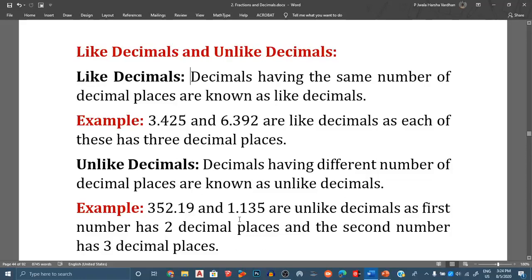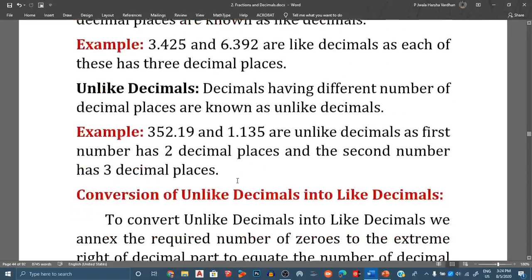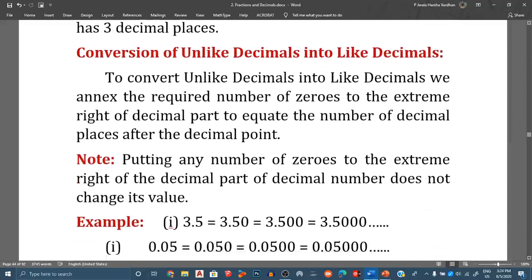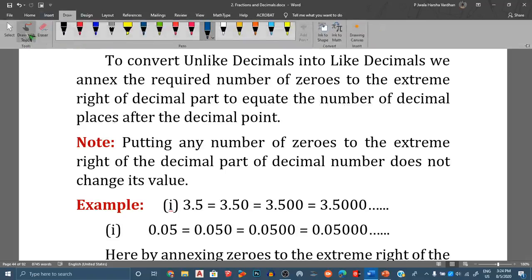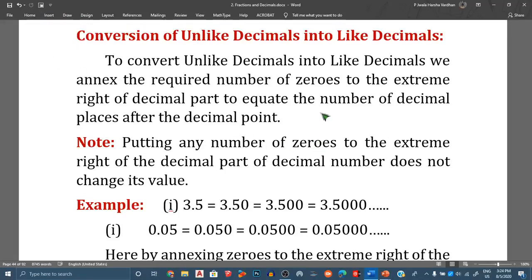Now you can convert unlike decimals into like decimals also. How to convert? To convert unlike decimals into like decimals, we have to annex the required number of zeros to the extreme right of the decimal part to equate the number of decimal places after the decimal point. So how to do that? For example, 3.51 is there, here 0.5 is there. Here how many digits are there? 2 digits. Here only 1 digit.